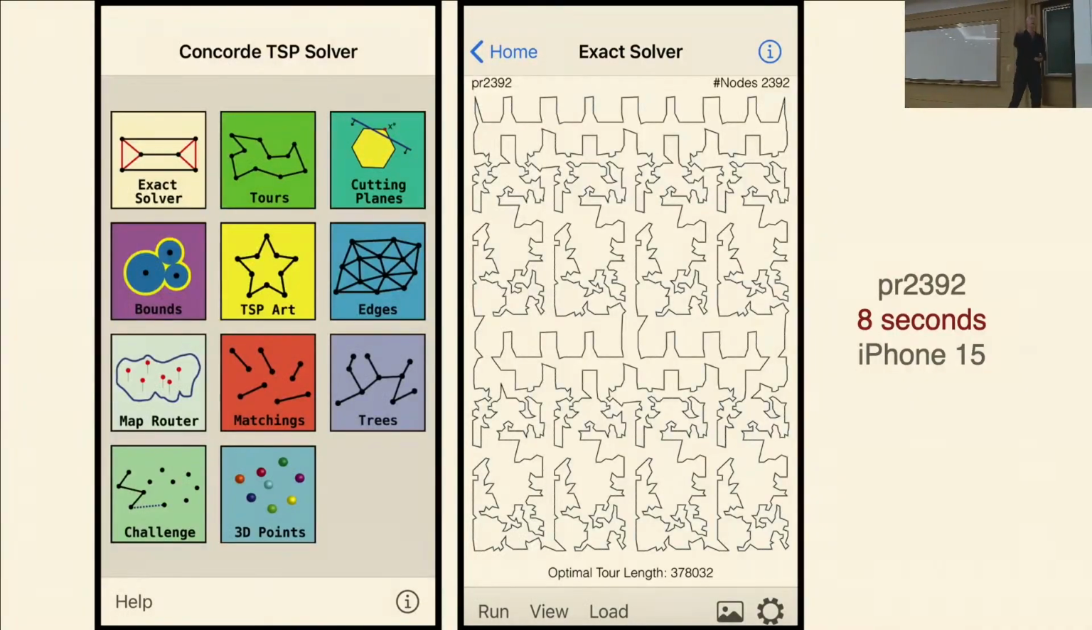The largest instance that was solved before Concorde had some 2,000 cities. That's how I solved it last night. That was only 8 seconds on my iPhone. The 2,000 city problem.